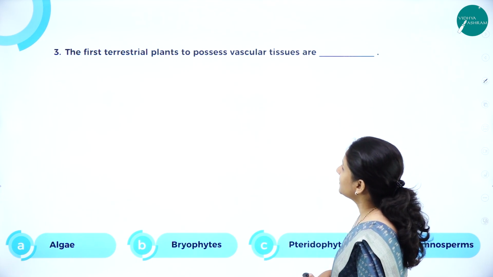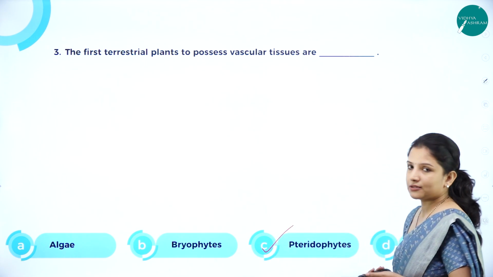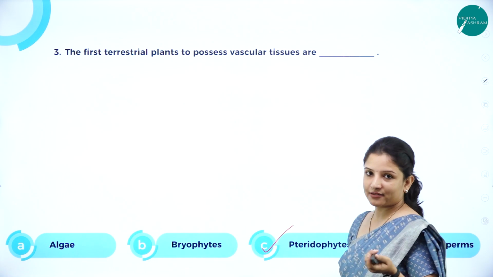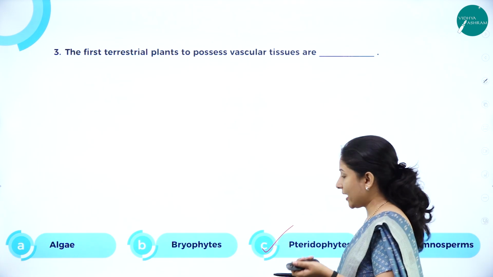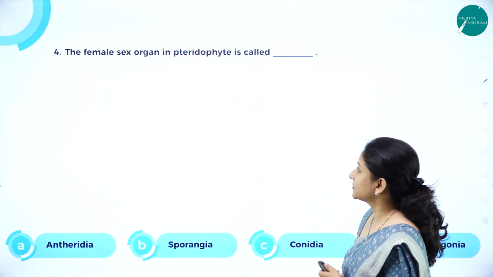Next, the first terrestrial plants to possess vascular tissues. I've already explained in the previous question. Now it is pteridophytes. Because algae, bryophytes, they don't have vascular tissues. Gymnosperms do have, but the first evolved ones are pteridophytes. So therefore, pteridophytes is the answer.